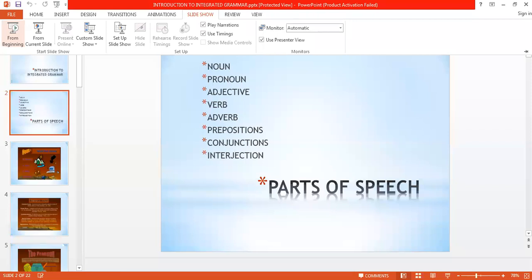integrated form. Integrated form means you will not solve the question on the basis of only one chapter, but you have to look after all the grammar in one exercise. That is called integrated grammar.